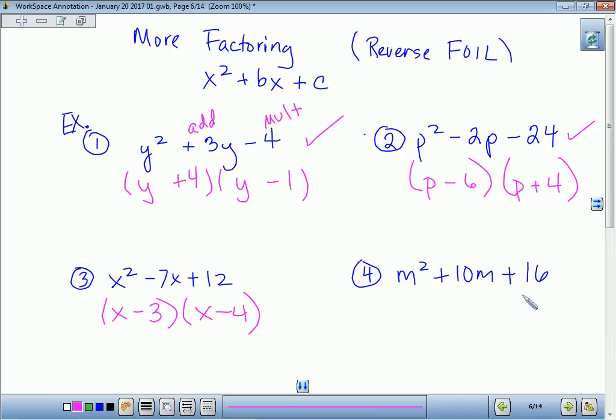Alright, what can you multiply to get 16 that you can add to get 10? 2 and 8.